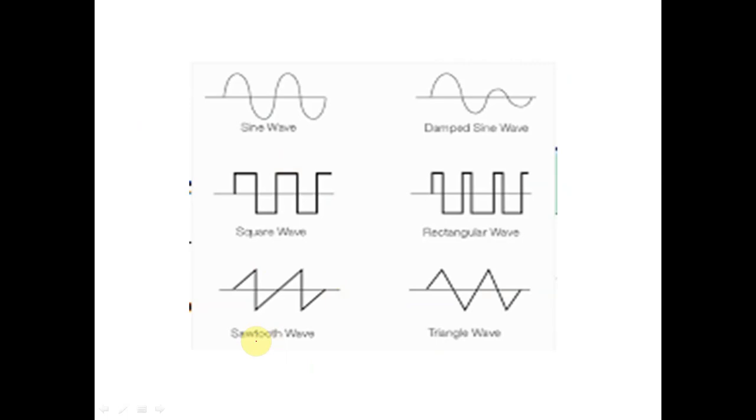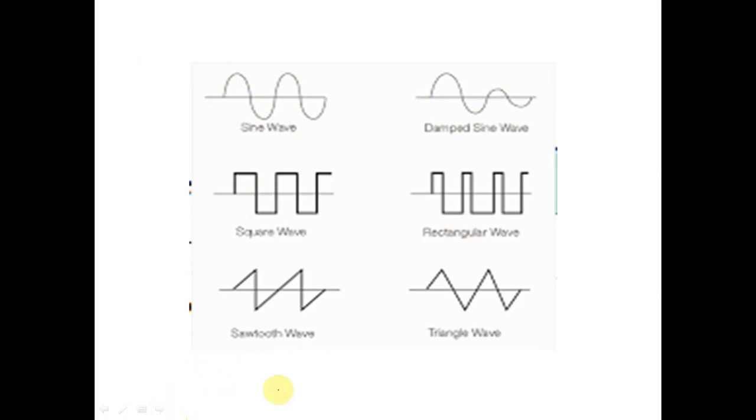These are some waves or signals used in electronics technique. This is called the sine wave. This is the damped sine wave. This is the graphical representation of sine wave and this one is the graphical representation of the damped wave. This one is the square wave. This is the rectangular wave.